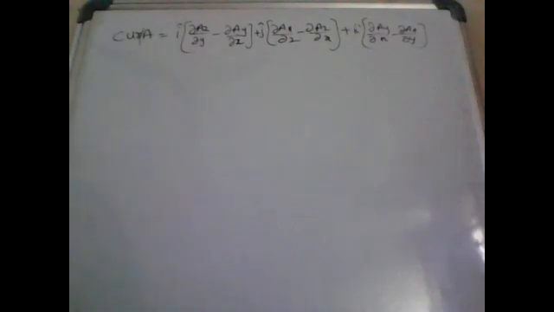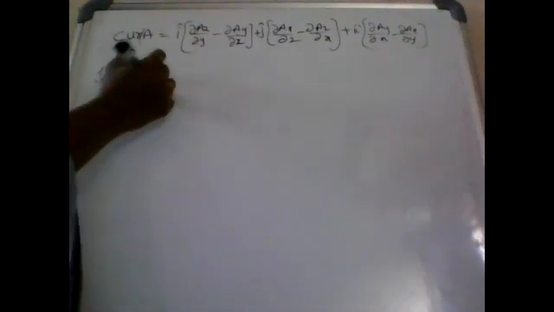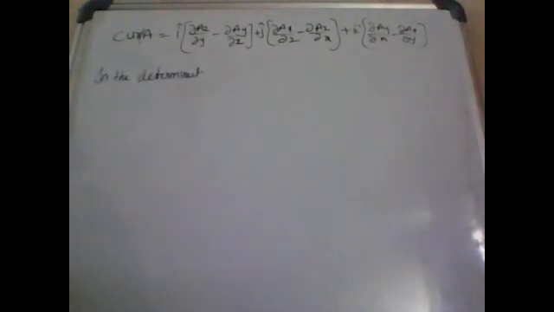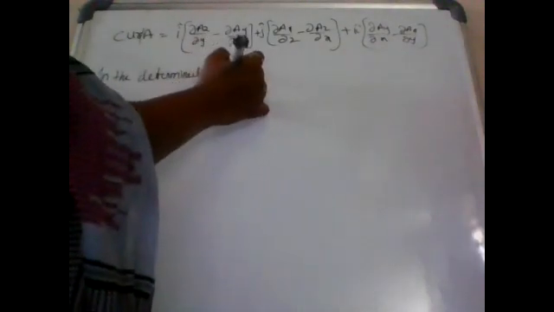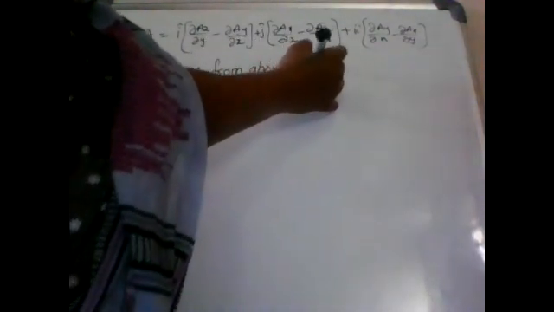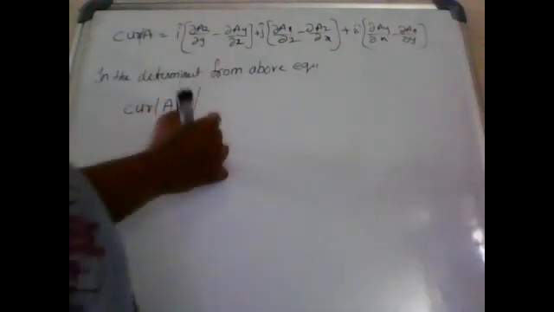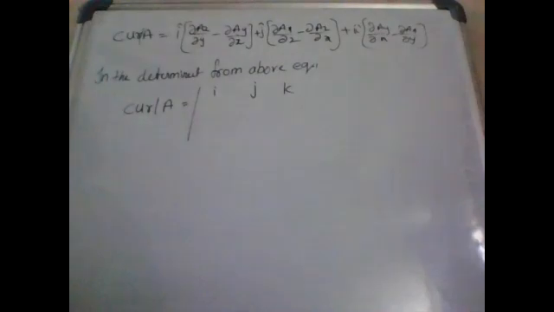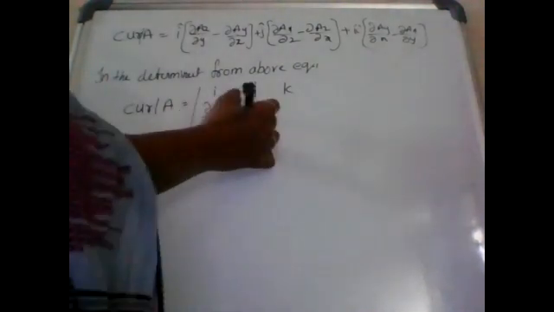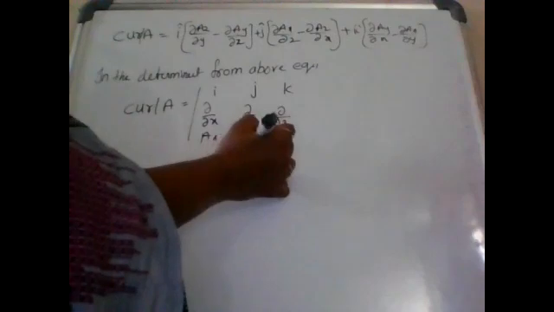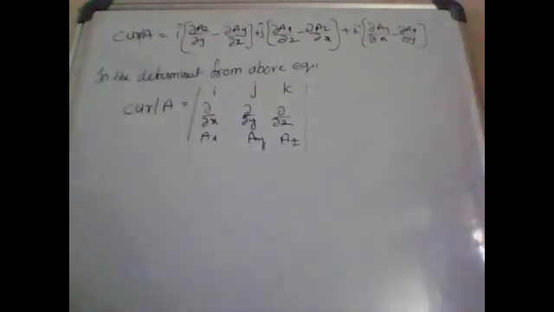From the above equation, we can express it in determinant form as curl A equal to the determinant of i, j, k; ∂/∂x, ∂/∂y, ∂/∂z; A_x, A_y, A_z. This is the curl of A.